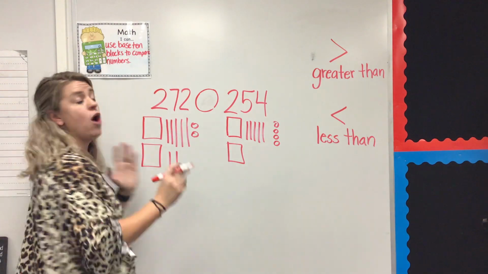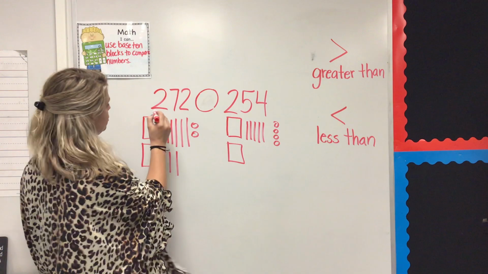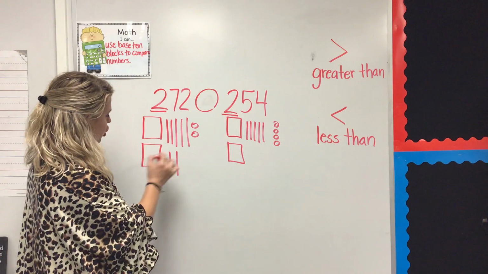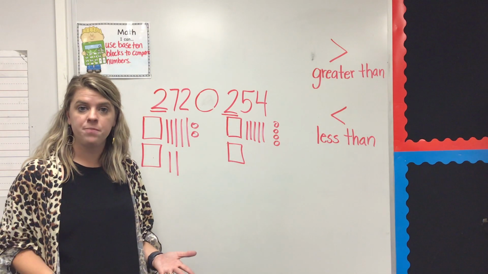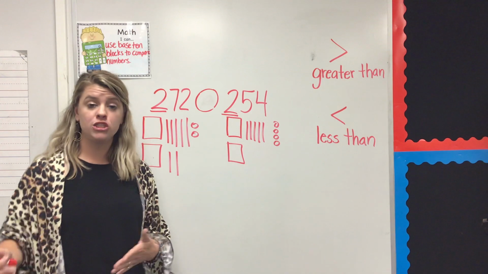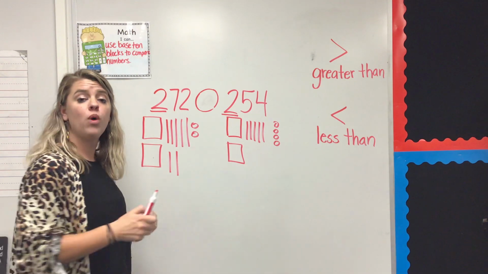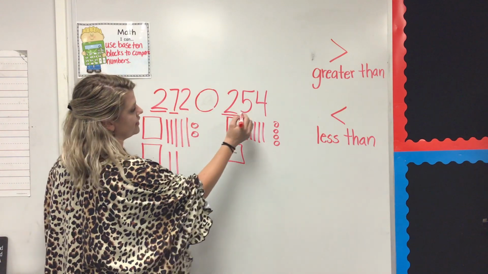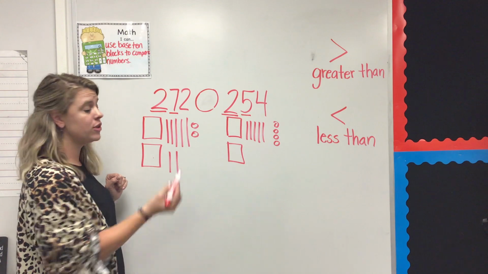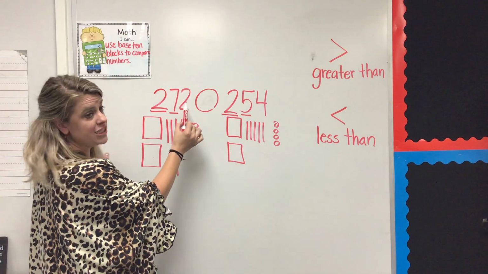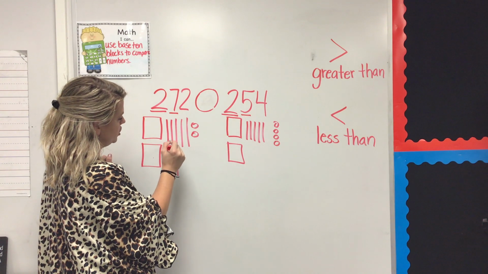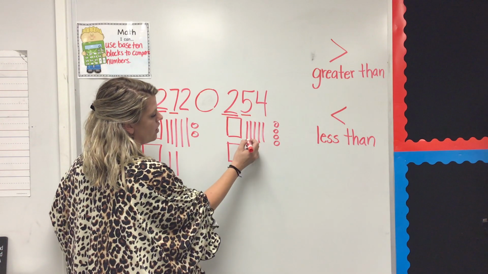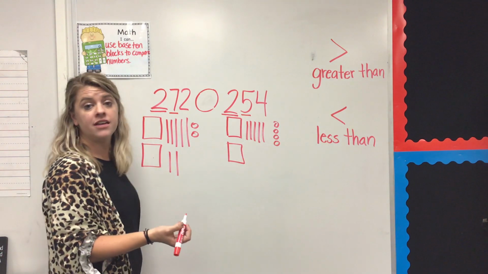Okay, so we always start in the hundreds place. 2, 2. What do we notice? 1, 2, 1, 2. They're the same. So I can't compare 2 and 2 because those numbers are equal. So what we have to do next is move it on over and compare the number that is in the tens place. Okay, so let's look at this. I know in 272, there are 7 tens. 1, 2, 3, 4, 5, 6, 7. In 254, there are 1, 2, 3, 4, 5 ten rods.